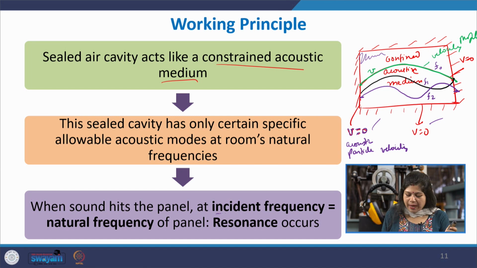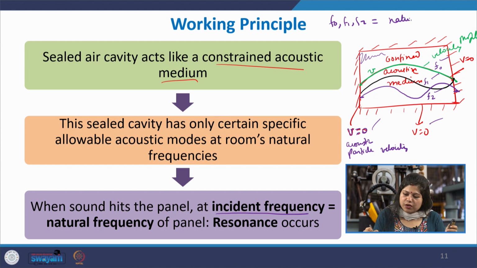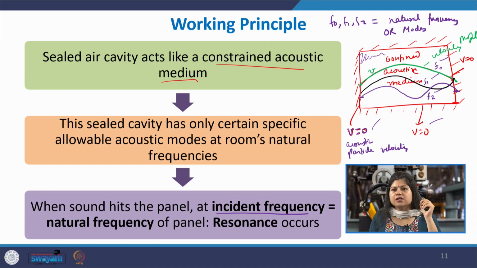So, whenever this happens, those frequencies which are allowed within this constrained medium are also called the natural frequencies, or the modes, which means that these are those discrete frequencies of sound that can exist within this medium. Other sounds get automatically damped because they cannot exist within this confined medium.